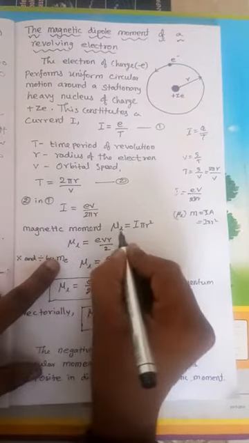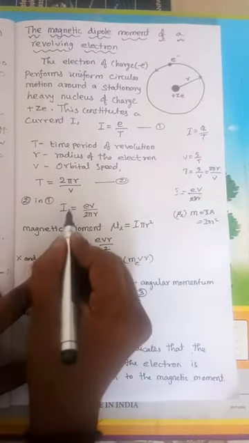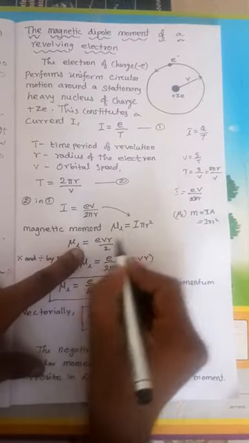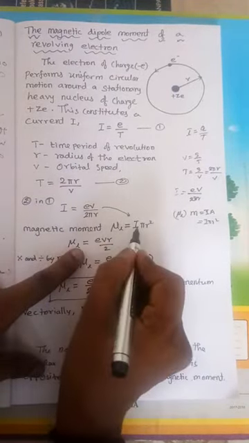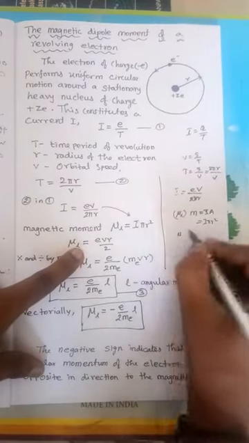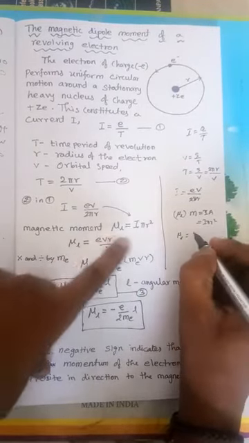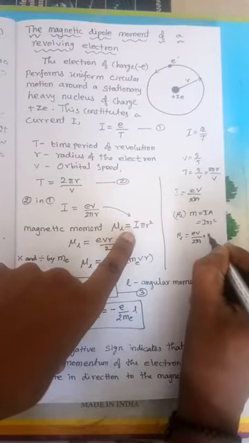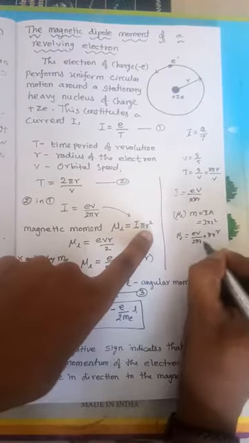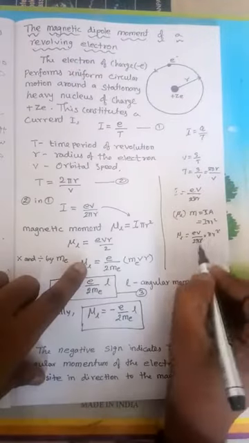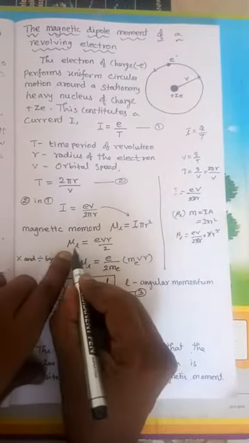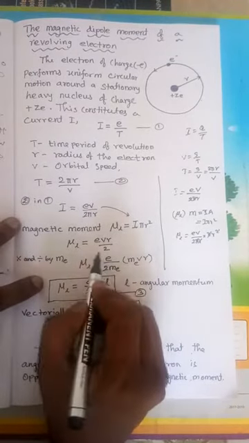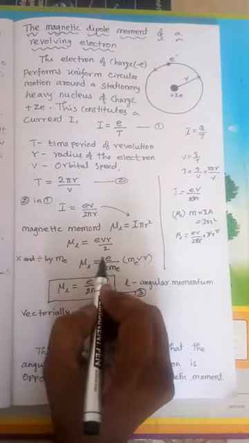Here mu is equal to I pi r square. Substitute the I value here. So mu L is equal to eV by 2 pi r, into pi r square. One r cancels and pi cancels. So it becomes mu L is equal to eVr by 2. Substituting the I value, you get mu L is equal to eVr by 2.